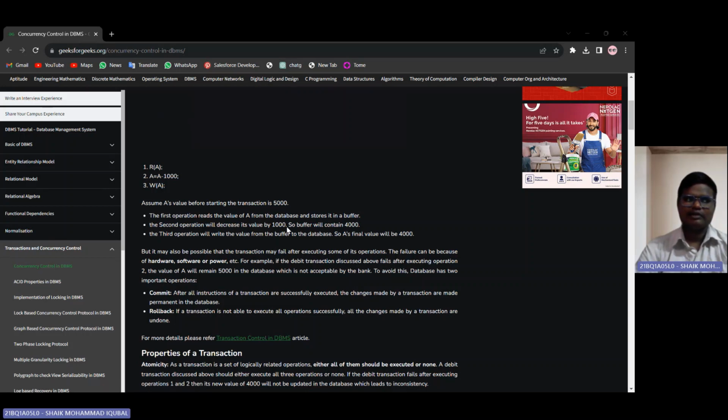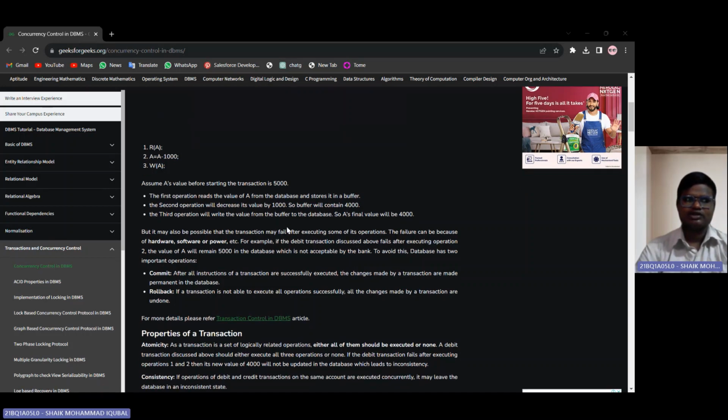To avoid this, the database has two important operations: commit and rollback. Commit: after all instructions of a transaction are successfully executed, the changes made by the transaction are made permanent in the database. Rollback: if a transaction is not able to execute all operations successfully, all the changes made by the transaction are undone.